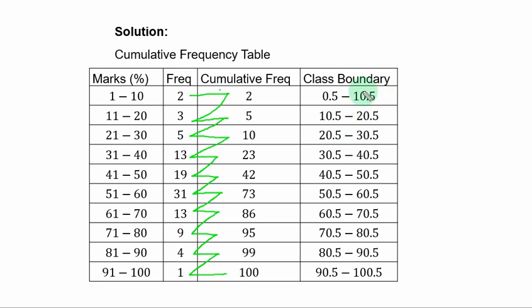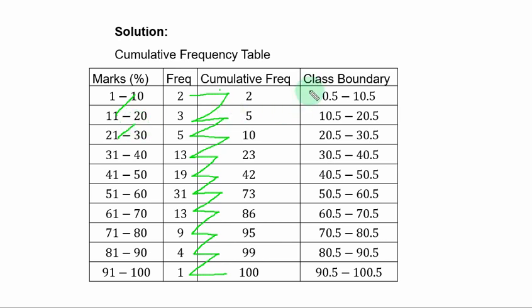To get the class boundary, what we need first is the boundary value, and the boundary value is the difference in adjacent sides divided by 2. You get that from the class interval. 11 to 10 is one adjacent side, the difference is 1. 21 to 20 is another adjacent side, the difference is also 1. Divide 1 by 2, you have 0.5.